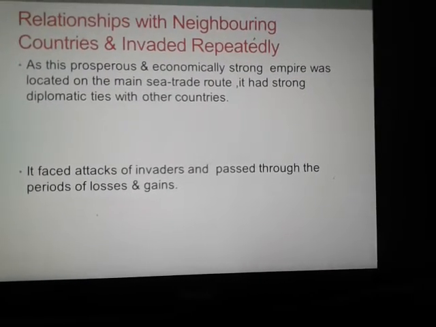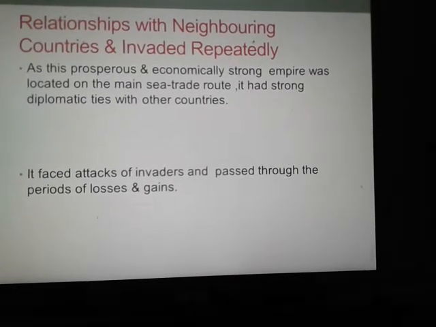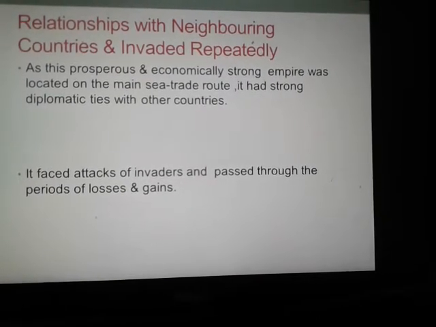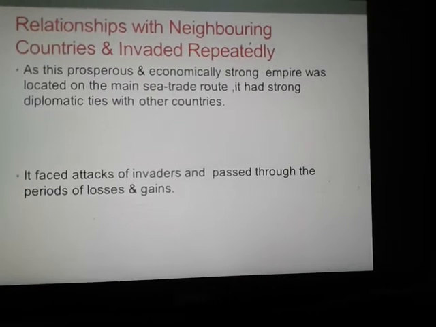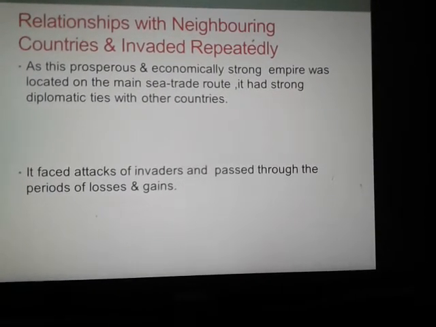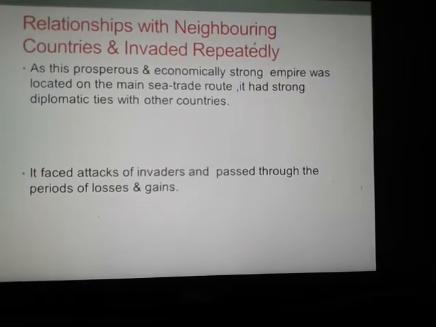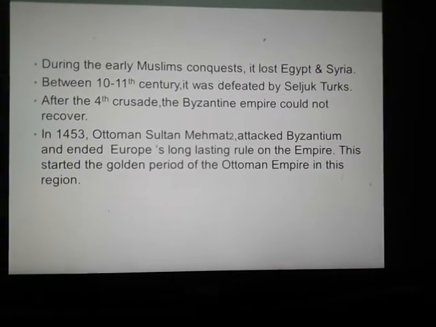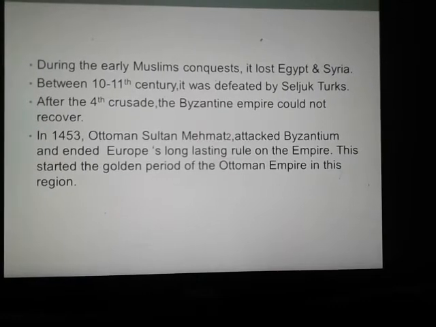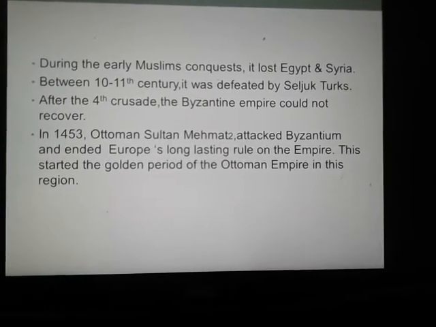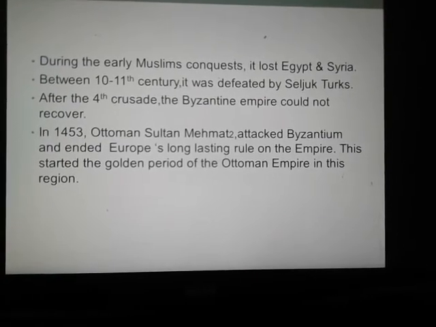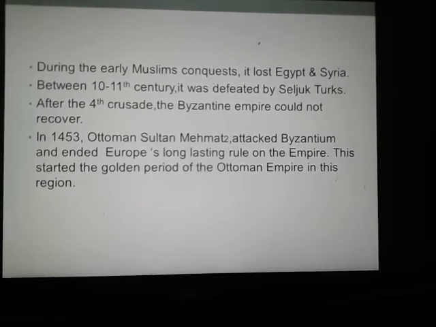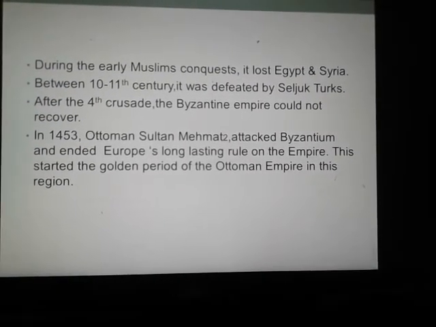Relationships with neighboring countries. This empire was invaded repeatedly. As this prosperous and economically strong empire was located on the main sea trade route, it had strong diplomatic ties with other countries. It faced attacks of invaders and passed through periods of losses and gains. During the early Muslim conquests, it lost Egypt and Syria. Between the 10th and 11th century, it was defeated by the Seljuk Turks. After the Fourth Crusade, the Byzantine Empire could not recover.